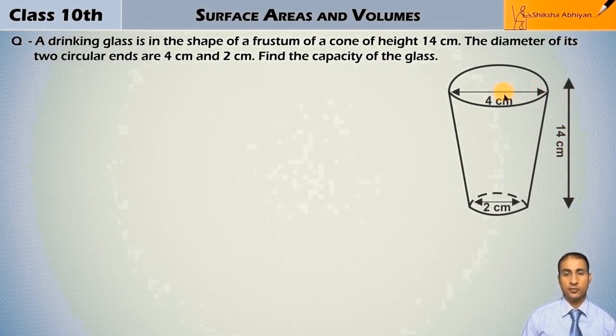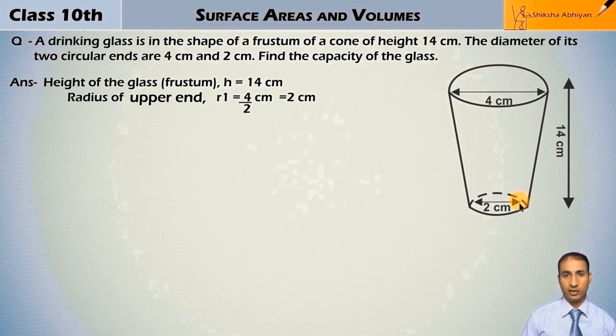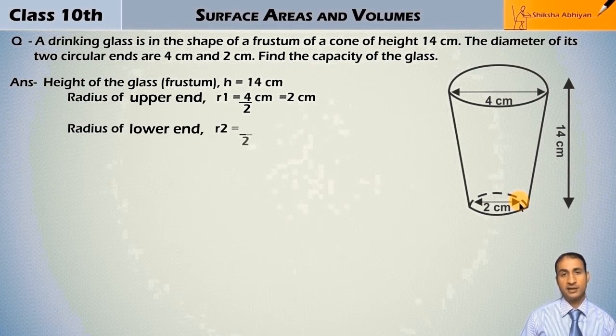Now this diameter is 4 centimeter and this is 2 centimeter. So height of the glass, that is frustum, h is equal to 14 centimeter. And the radius of upper end, that is r1, is equal to 4 upon 2 centimeter. Diameter का half. And radius of lower end, that is r2, is equal to 2 by 2, 1 centimeter.